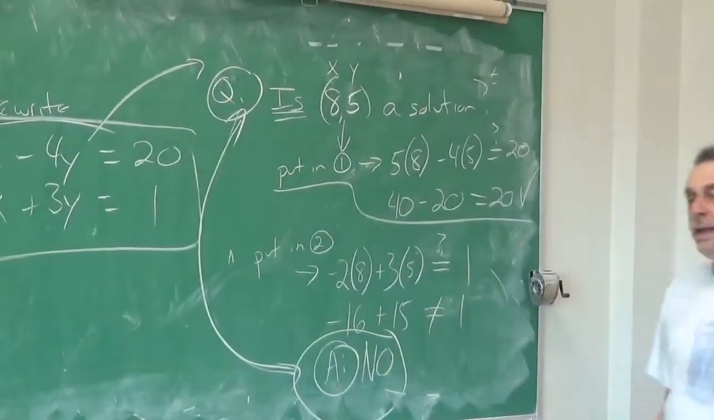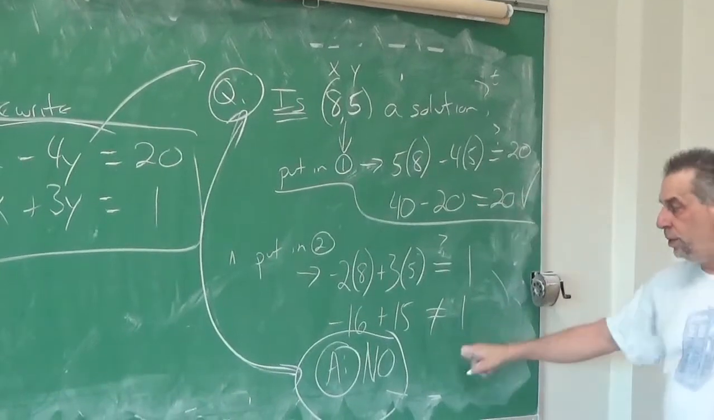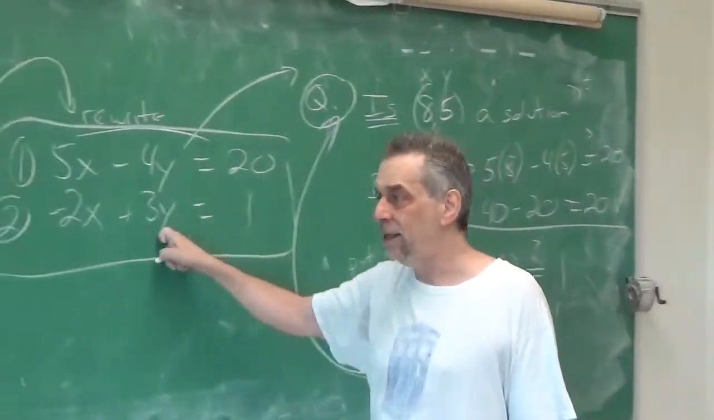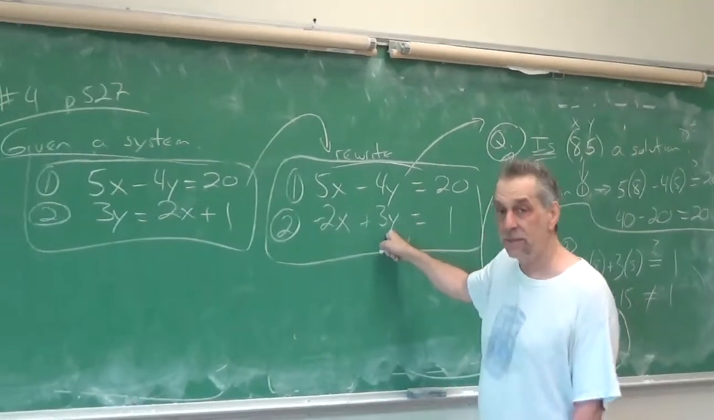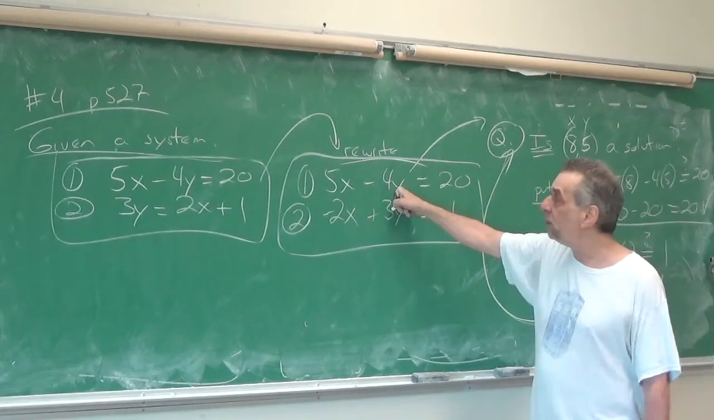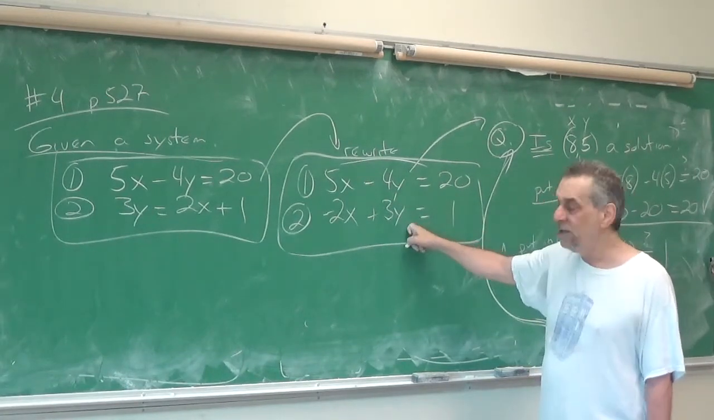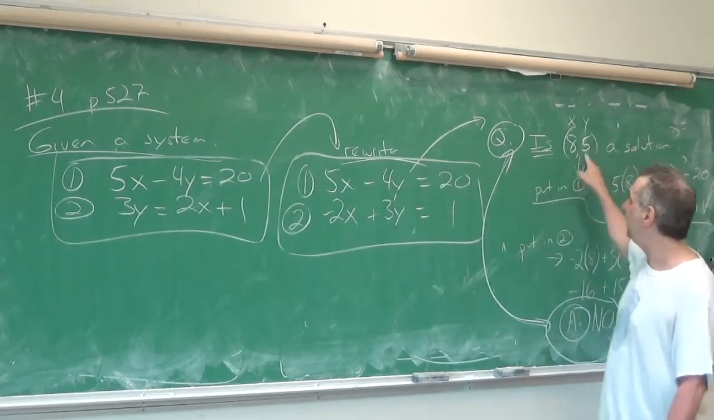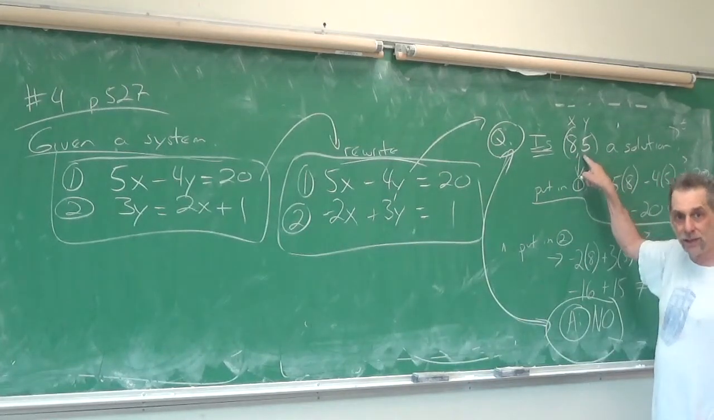They both have to be true. Right? This one was true, but this one was not. Therefore, this point (8, 5) is not a solution. If you were to graph these lines from our previous section, if you were to solve this for y, put it in slope-intercept form and graph it, solve this for y, put it in slope-intercept form and graph it, you'll see that this is not a point where they intersect.